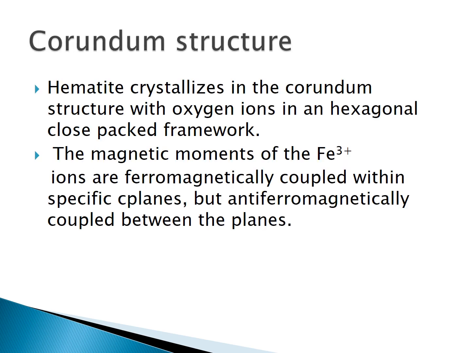Corundum structure. Hematite crystallizes in the corundum structure with oxygen ions in the hexagonal close-packed framework. The magnetic moments of the iron 3+ ions are ferromagnetically coupled within the specific C planes, but antiferromagnetically coupled between the planes. The difference is that in ferromagnetism it is coupled within the specific C plane, while in antiferromagnetism it is between the planes.